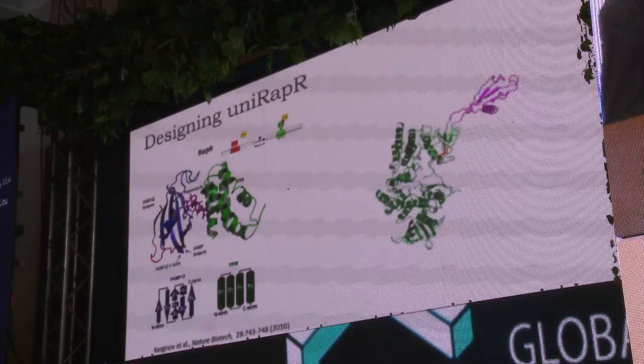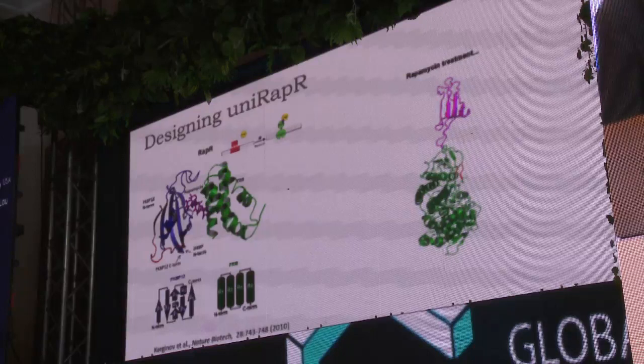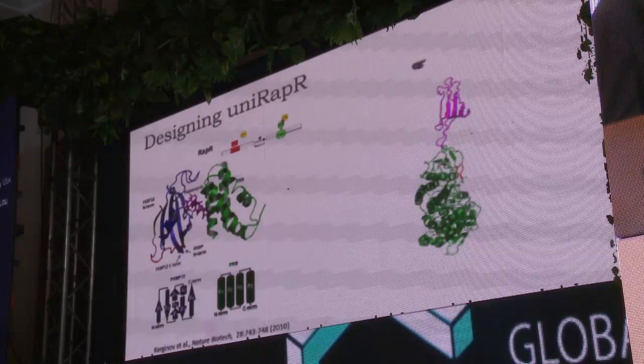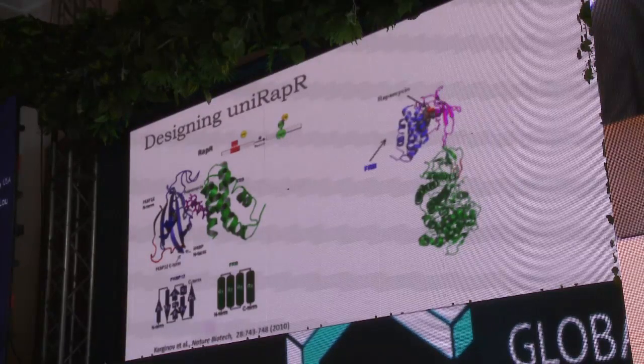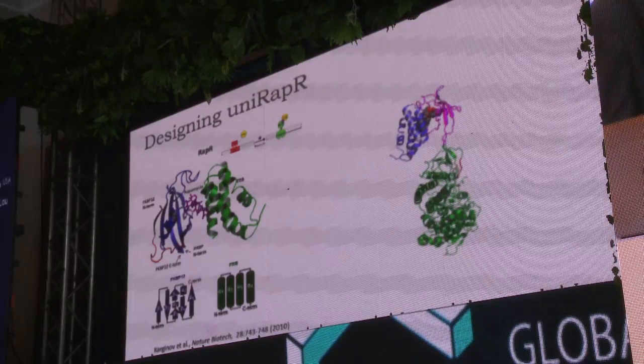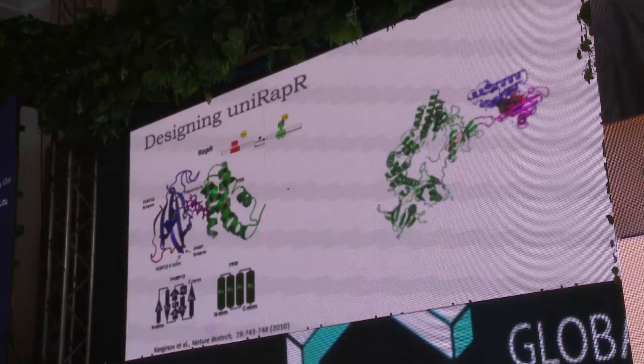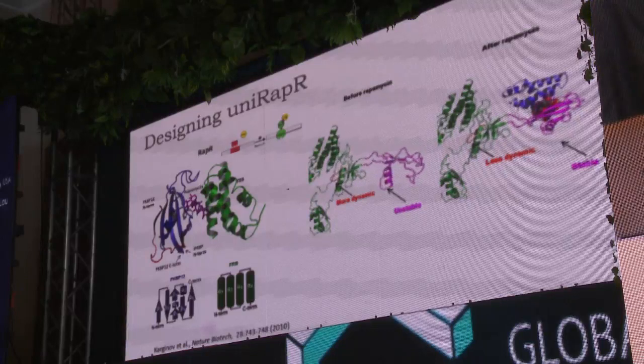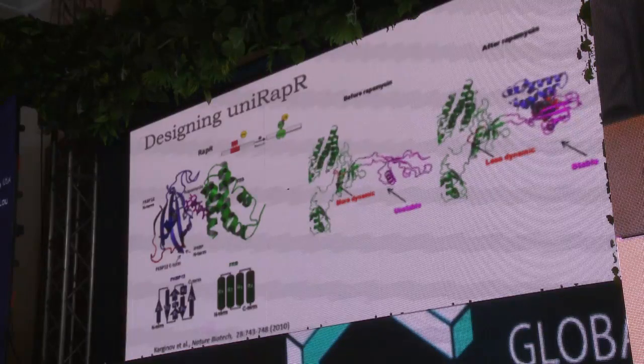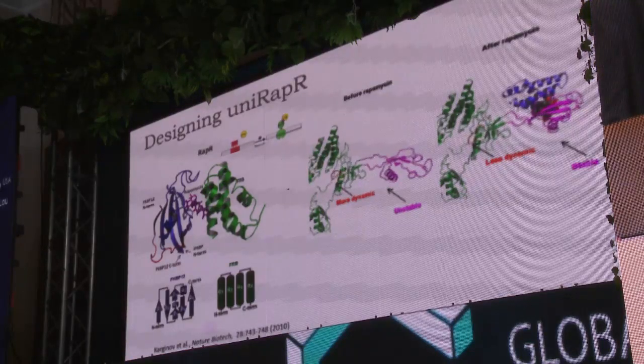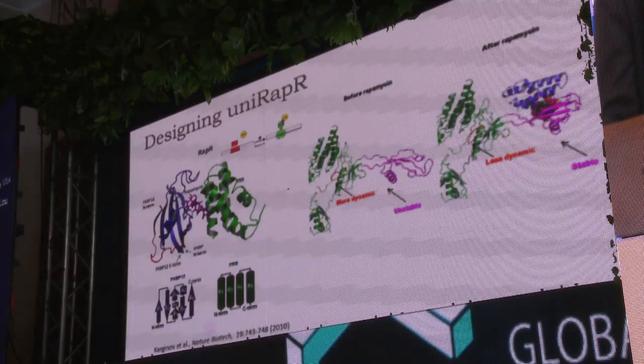The idea is right here. The red one is the active site. The insertion is the purple. When you add rapamycin, it recruits FRB, and the dynamics of the red loop becomes smaller. As a result, the kinase becomes active. Inactive, you add drug, and it's active.